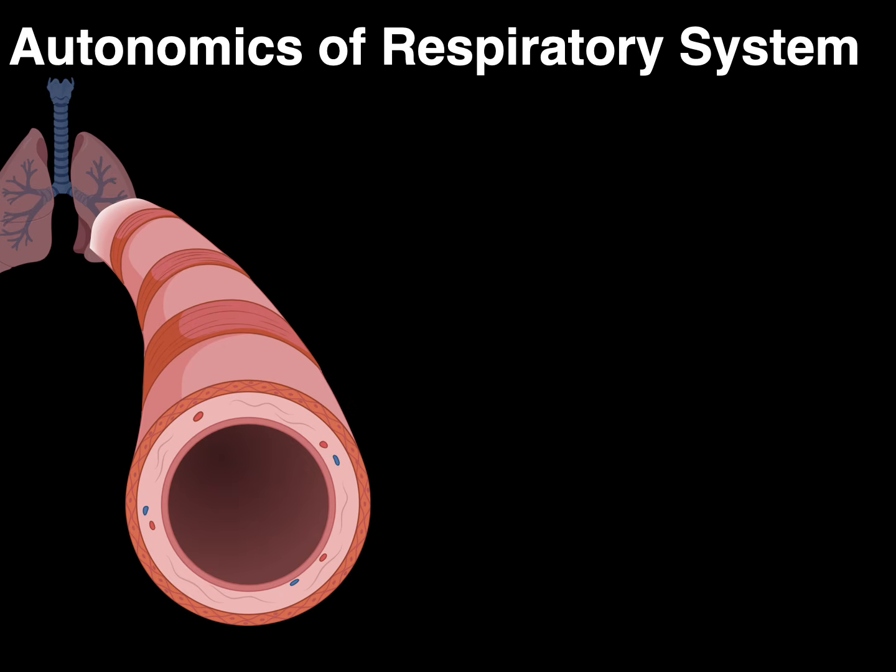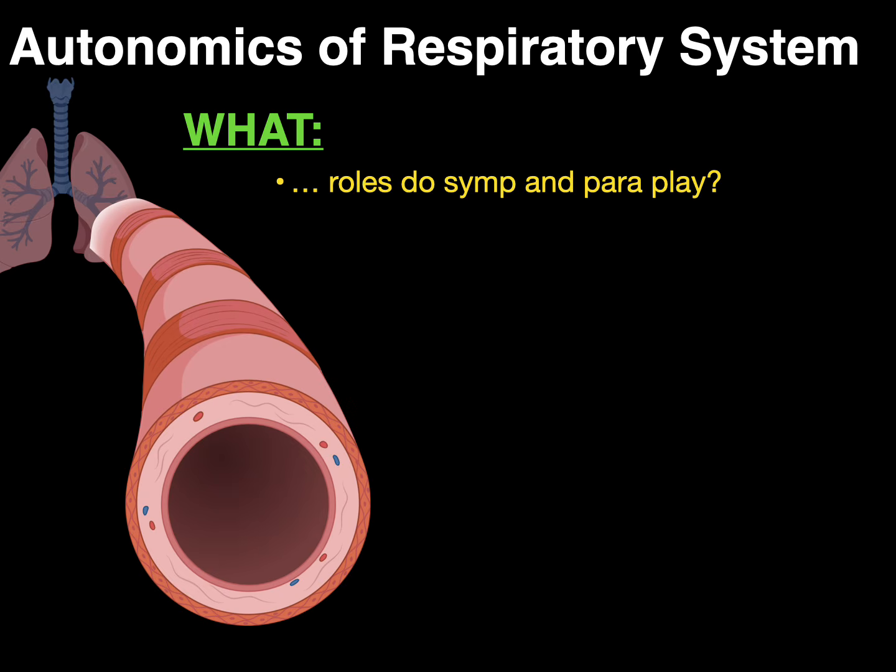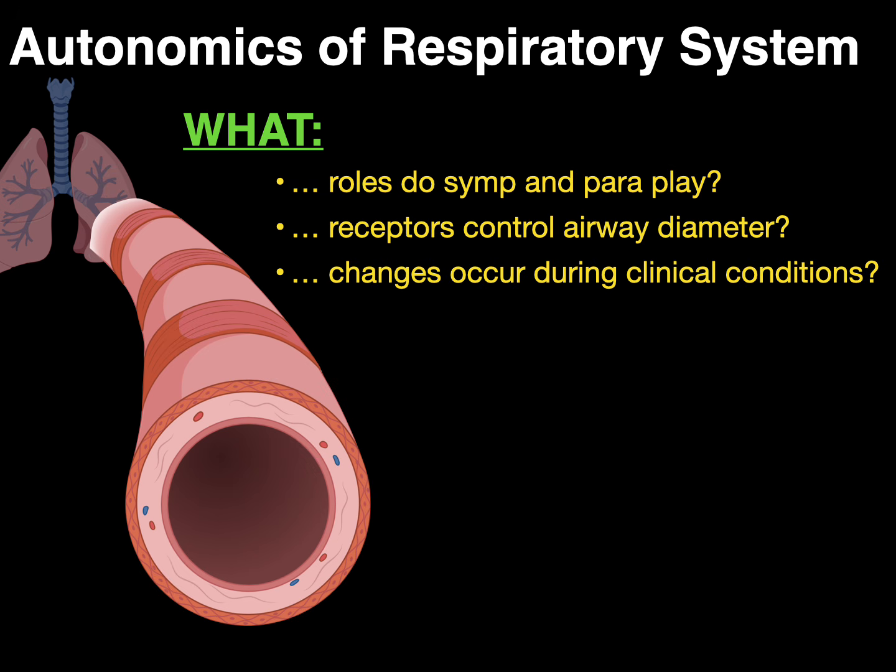Okay, we're going to talk about autonomics of the respiratory system and answer the questions. What roles do sympathetics and parasympathetics play? What receptors control airway diameter? And what changes occur during clinical conditions?